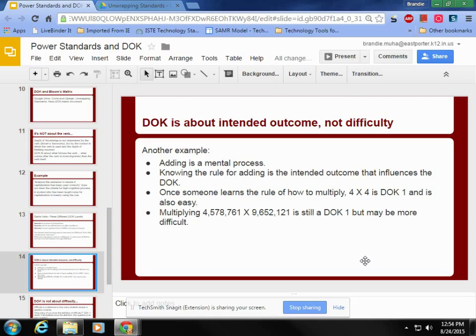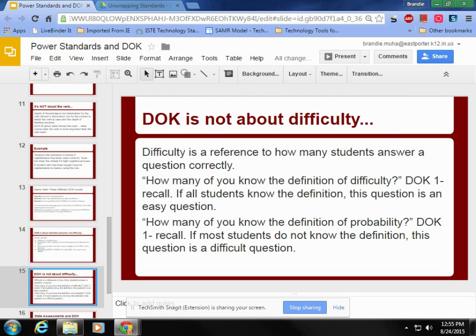Once someone learns the rule of how to multiply, 4 times 4 is a depth of knowledge 1, and it's also easy. But as you can see, multiplying larger numbers is still a depth of knowledge 1, but it may be more difficult. So we have to be careful talking about the difference between difficulty and rigor. So again, it's not about the difficulty. Let me give another example.